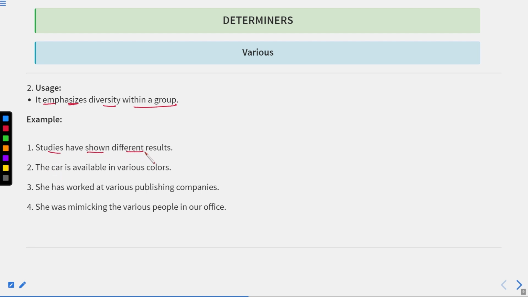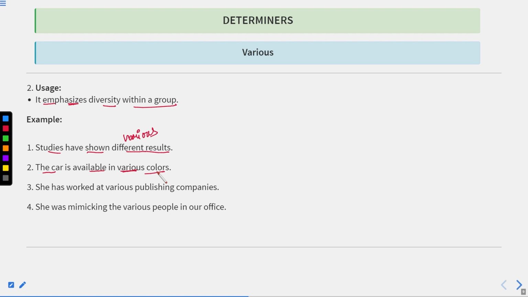Studies have shown different results, or you can say various results. The car is available in various colors. In place of different we can also use the word various. Various colors means different colors. For example, the cars can be of red color, white color, yellow color, green color.